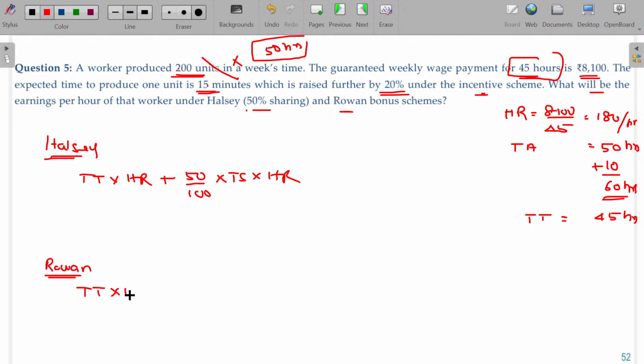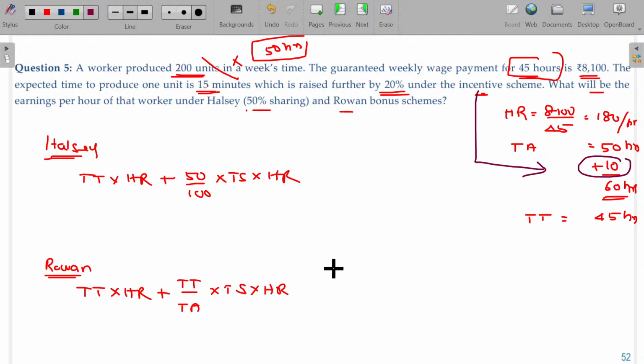Time taken into hourly rate. Under the Rowan method, this 50% is changed into a variable: time taken divided by time allowed, into time saved, into hourly rate. Hope you will be able to understand this question. Number 5 seems to be pretty simple. Only one additional point to be noted here is all about this 10 hours.